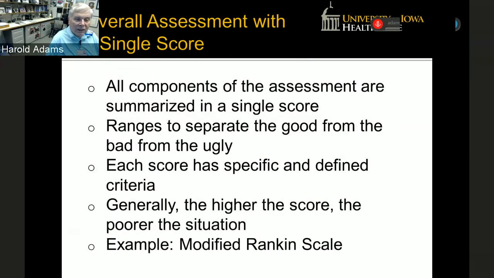All components of a single score are put together to give a score that is good or bad or ugly, depending on how bad it is. Each score has specific and defined criteria. Generally, the higher the score, the poorer the outcome or situation. An example of this would be the modified Rankin scale.